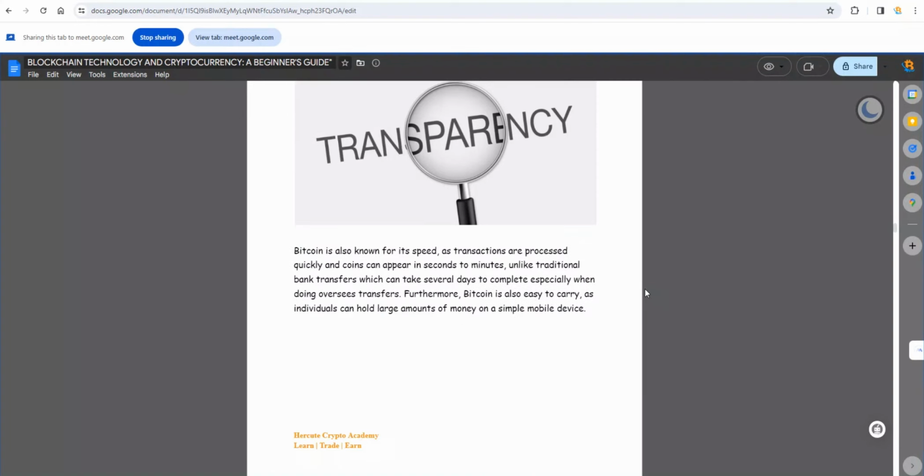Now, Bitcoin is also known for its speed, as transactions are processed quickly and coins can appear in seconds to minutes, unlike traditional bank transfers, which can take several days to complete, especially when doing overseas transfers.